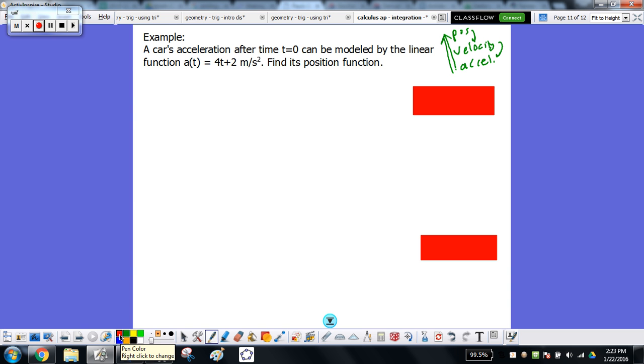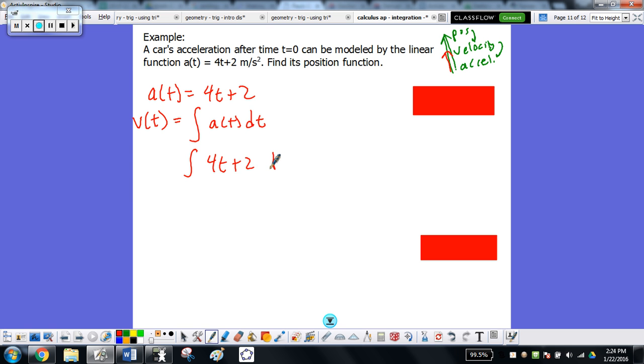So let's start with the outset. A of t is equal to 4t plus 2. Well, if I want the velocity function, which is one step higher on this hierarchy, I need to take its antiderivative. I need to go backwards from the acceleration. And the antiderivative, of course, is the backwards derivative. So the integral of my velocity function is the integral of 4t plus 2 dt. And that's pretty easy, isn't it?